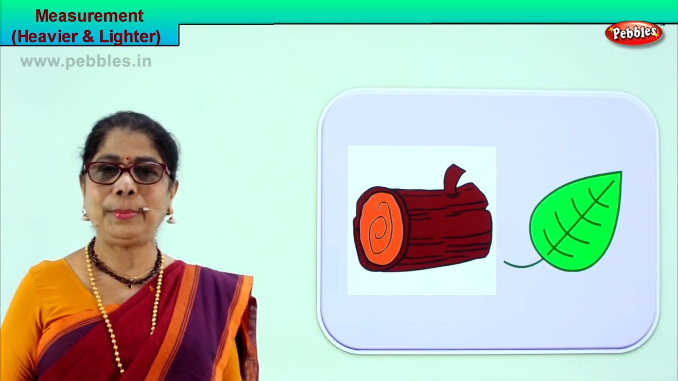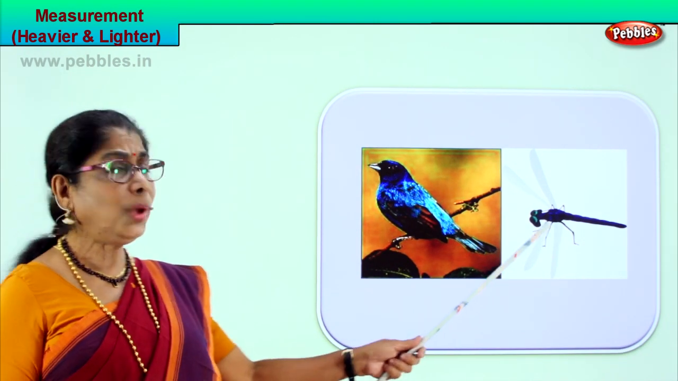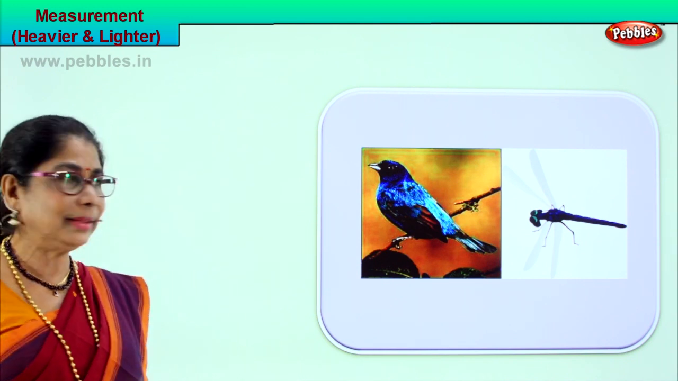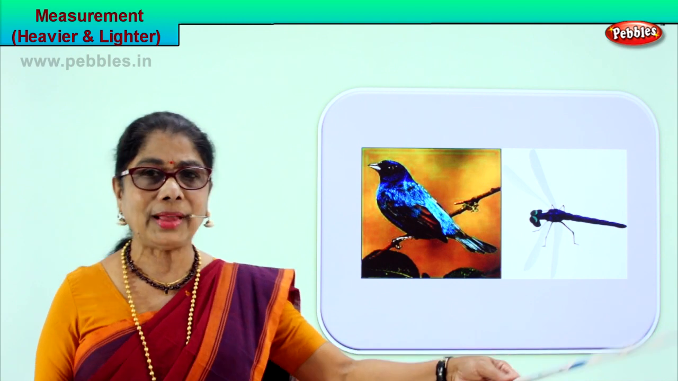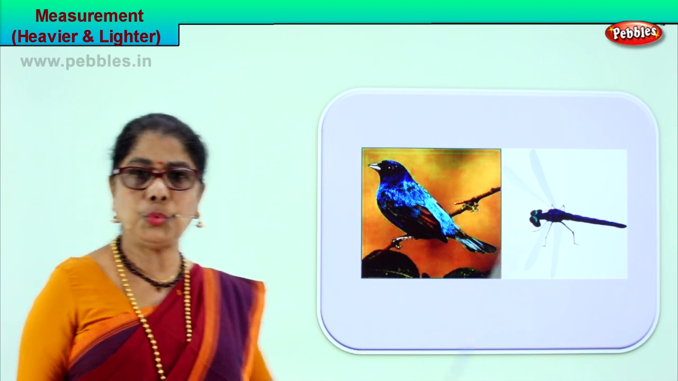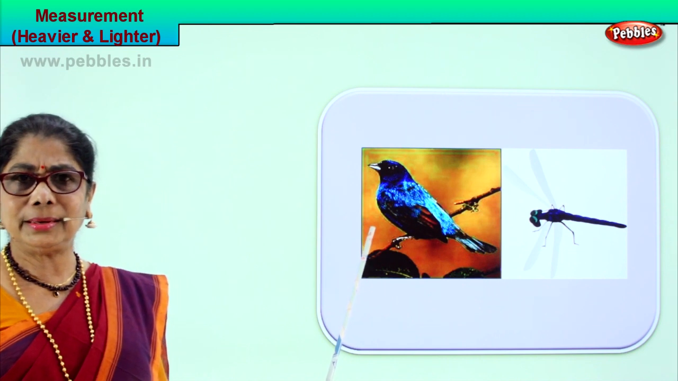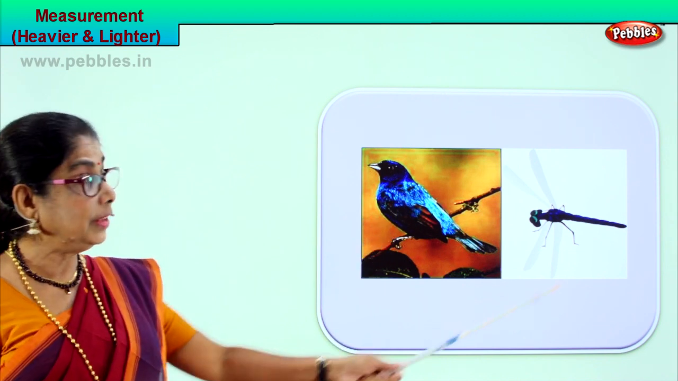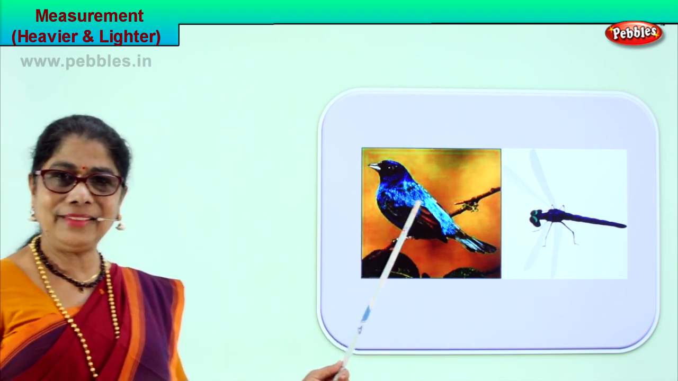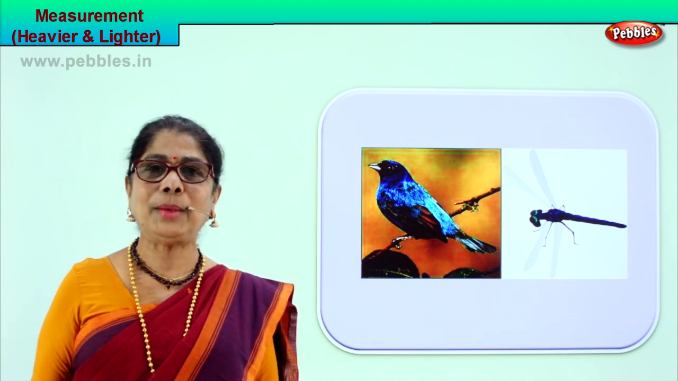Let's take another picture. See what you have? You have a dragonfly. When do you see the dragonfly? Before the rain, in the rainy season, you see the tiny dragonfly moving about in the garden, a tiny thing. And here you have a bird. If you weigh the two, the dragonfly is lighter than the bird. This tiny bird is heavier than the dragonfly. Lighter, heavier, heavier, lighter. Now you learned the two measurements? Good.